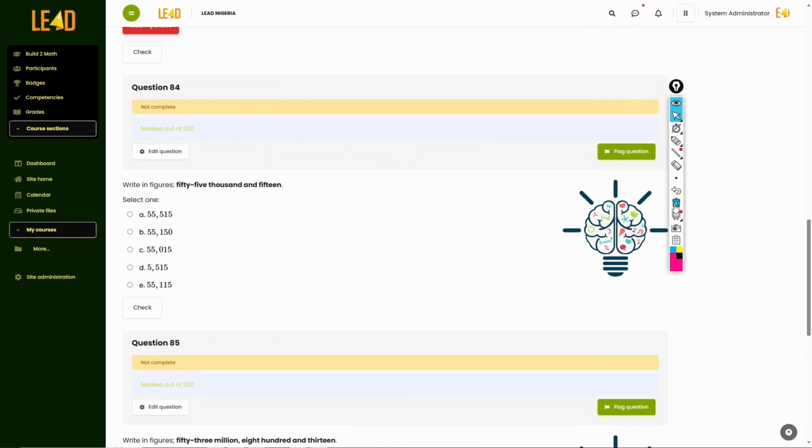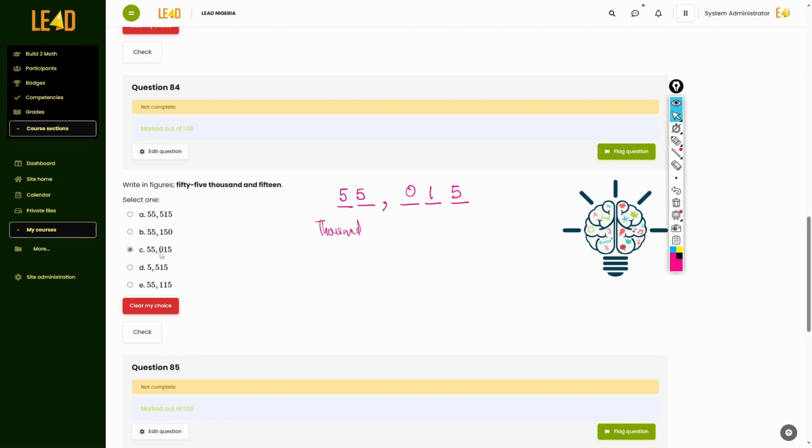Number 84, we have 55,015. So in the 1,000 space, we have 55. And then here we have to fit in 15, so it must be 015. That's 55,015. That would be option C, 55,015. All right, so just for emphasis, this is 55,000.